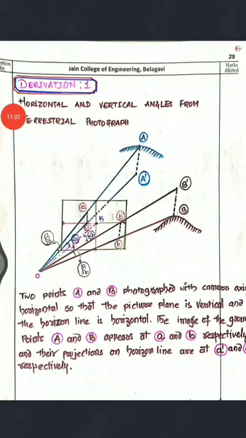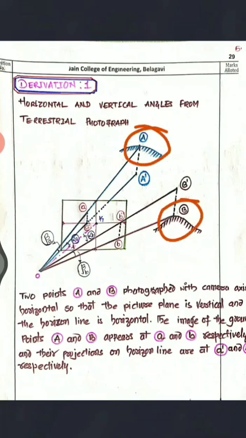Now by using those definitions, we are going to derive a few derivations. The first derivation is the horizontal and vertical angle from the terrestrial photograph. Now you are going to locate the image. This is point A and this is point B. You are supposed to locate these 2 points on the photograph, and measure the horizontal and vertical angles of these points from the perspective center.